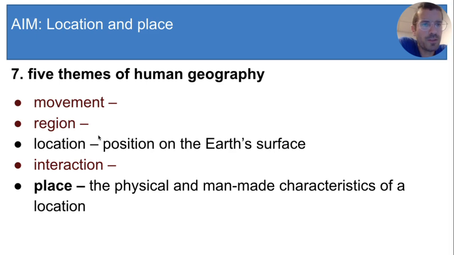All right, let's look at the other theme for today, and that is place. Place refers to the natural and man-made characteristics of a location that make it unique, and we call this uniqueness a sense of place. Imagine that you were blindfolded and taken to a faraway location. The blindfold is removed, and you have to guess where you are.